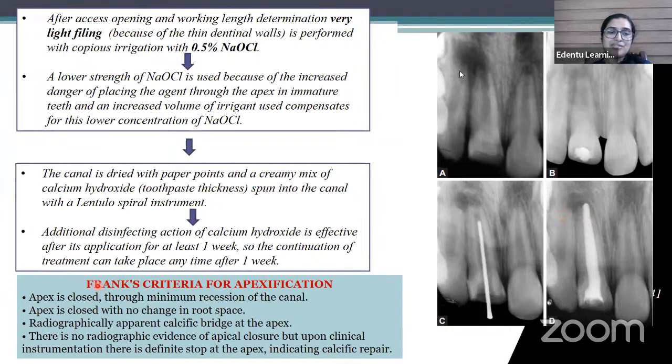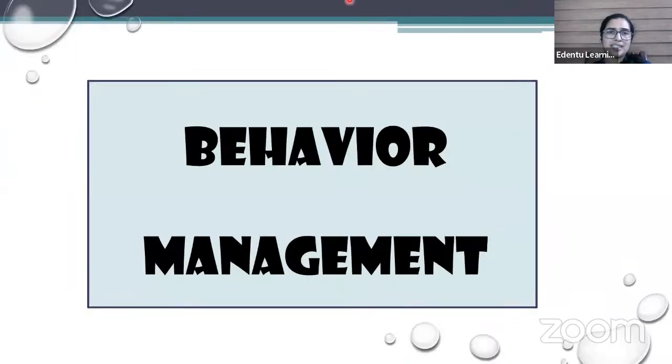Yeah, so this is Frank's criteria for apexification. So basically, we want a closed apex with minimum recession of the canal or closed apex with no change in the root space, a radiographically apparent calcific bridge at the apex, and there is no radiographic evidence of apical closure, but upon clinical instrumentation, there is a definite stop at the apex, indicating that there is a calcific repair, as I just told, okay?